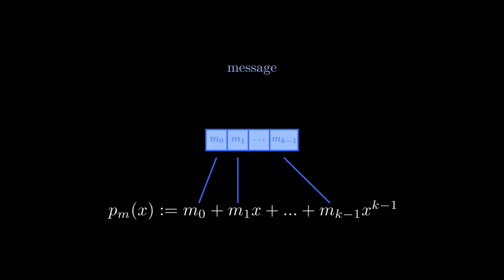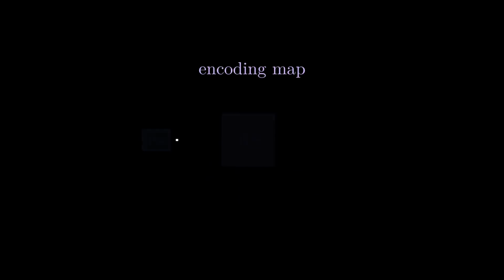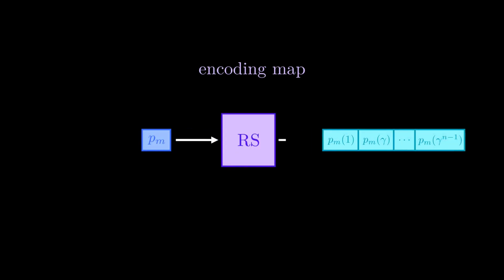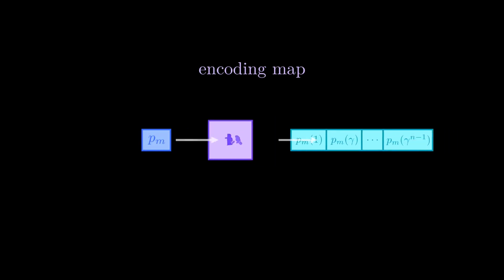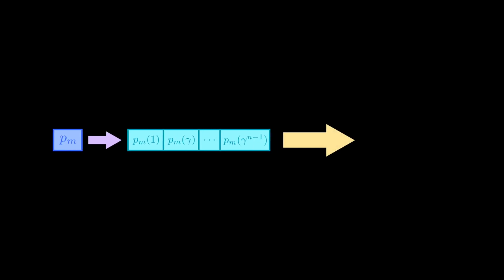A message m is represented by a vector of field elements. This corresponds to the coefficients of a polynomial of degree at most k minus 1. The message is encoded by evaluating the message polynomial over the evaluation points. The resulting code word is then sent through a channel to another party. Because channels can be noisy, the recipient receives a version of the code word that may contain errors.